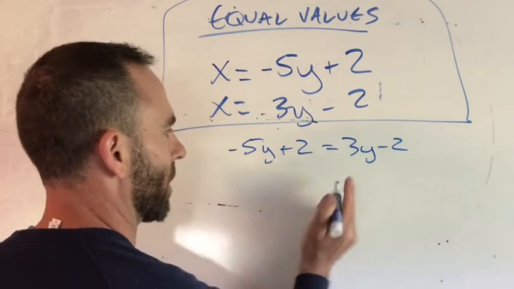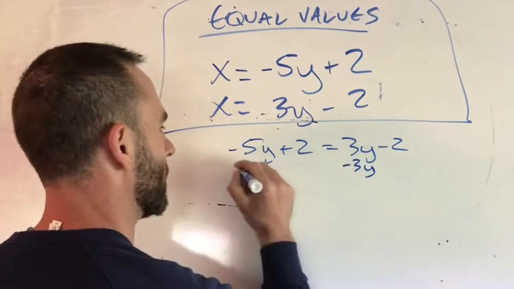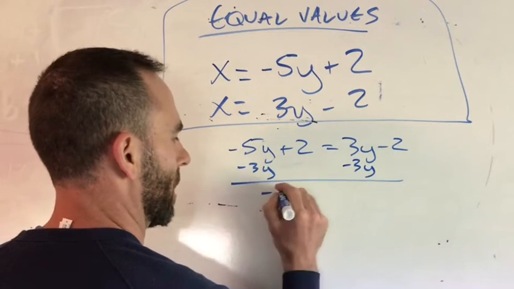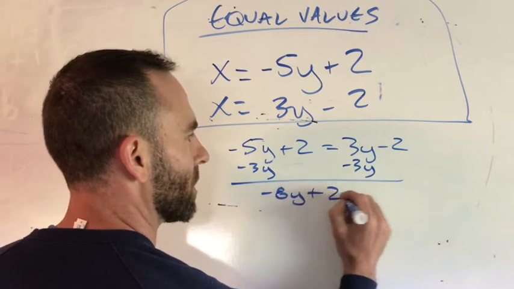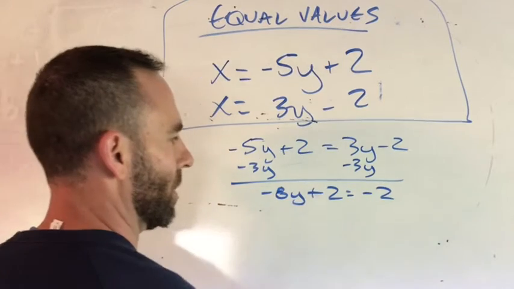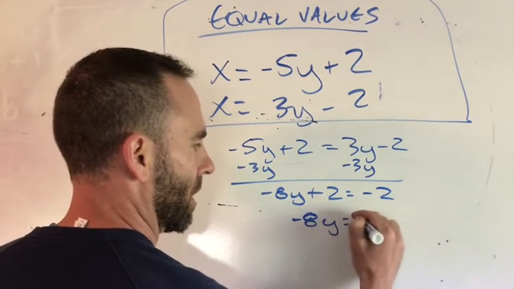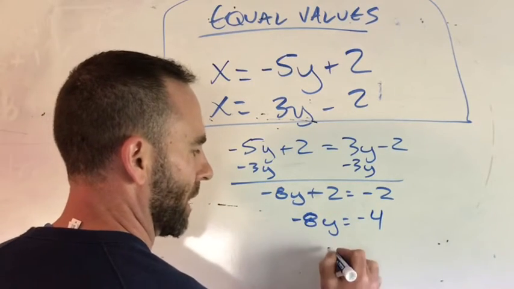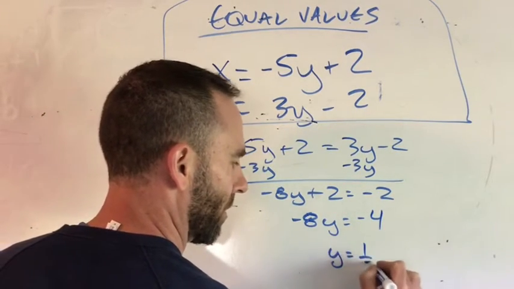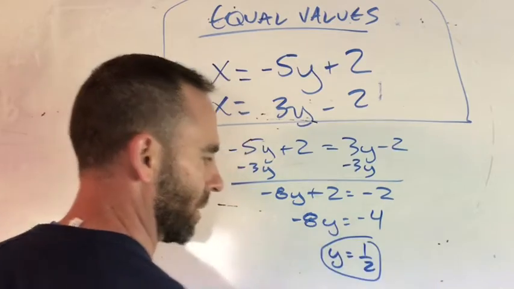I'm going to subtract 3y from both sides. And I get negative 8y plus 2 equals negative 2. Subtract 2 from both sides. Divide both sides by negative 8, and I get y equals 1/2. I know I skipped a few steps there. Hopefully you can follow along.